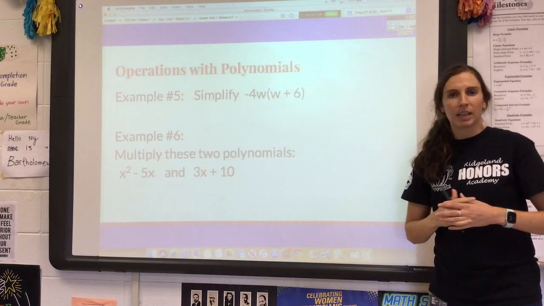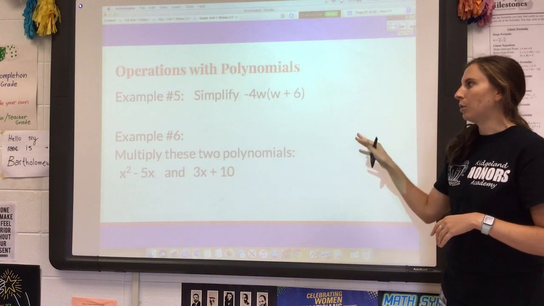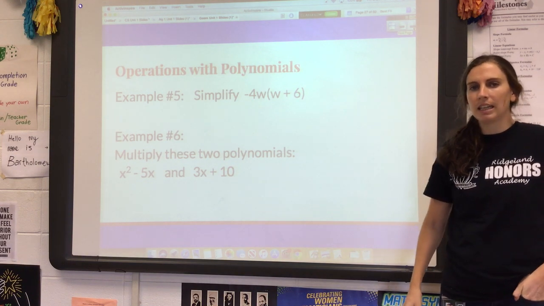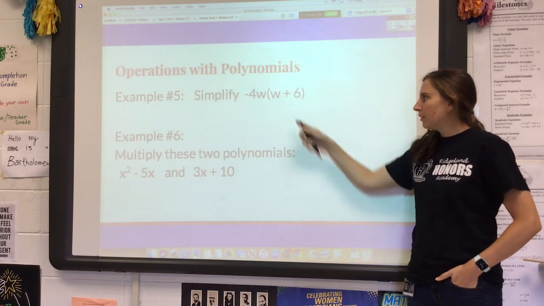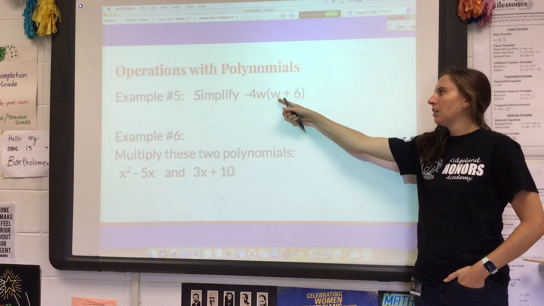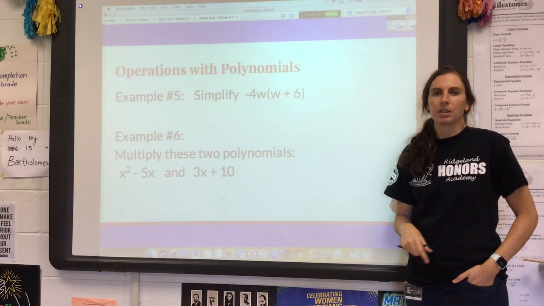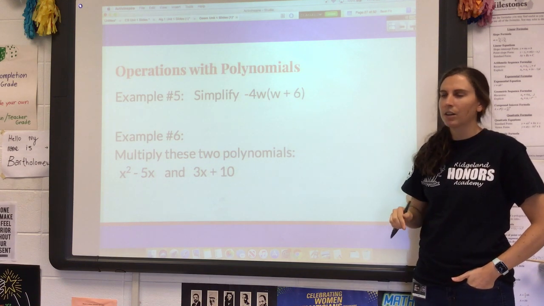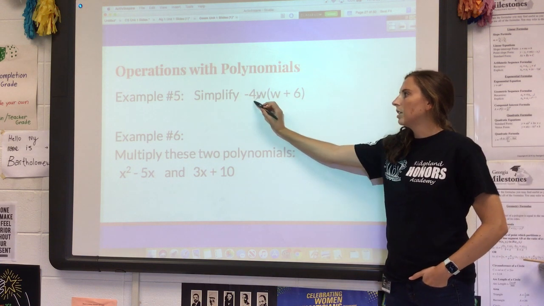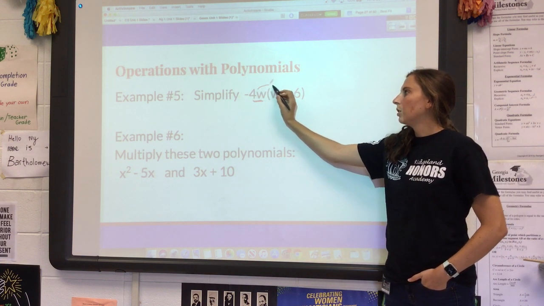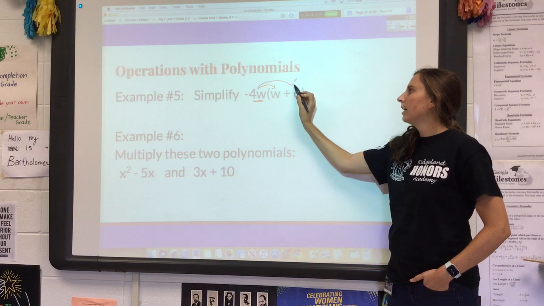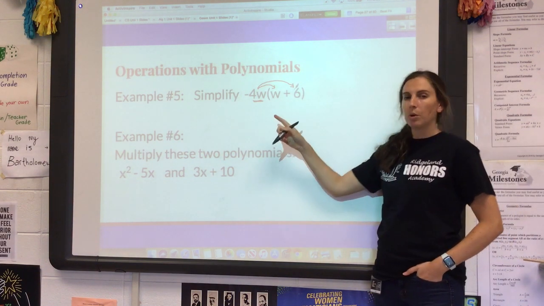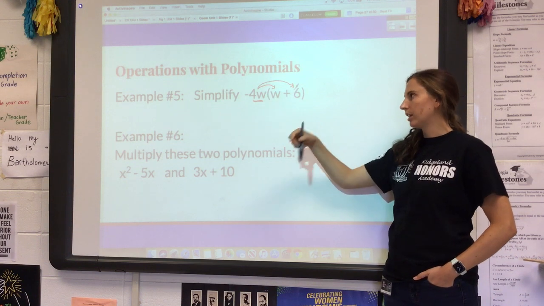Last, we're going to talk about multiplication. So we did add, subtract, and now multiply. Remember, anytime you multiply this kind of stuff, you really need to distribute. If w and 6 were like terms, I would just combine them because they're in parentheses. But I can't because they're not like terms. So the way we handle that is this negative 4w will just distribute, just like we did the negative, to everything in the parentheses. And we're multiplying here because they're written right next to each other.